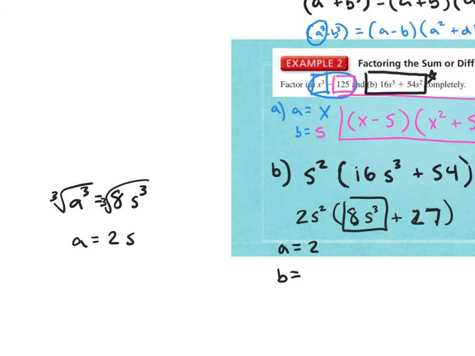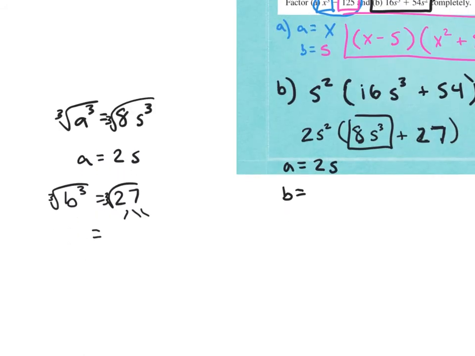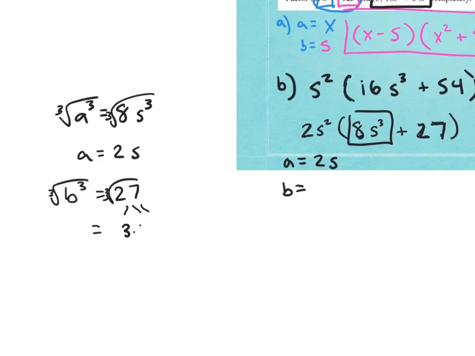So a is 2s. And then what would our b be? If we have b cubed is equal to 27, and we're taking the cubed root of both sides, what number cubed gives us 27? Let's go back to finding all of our factors of 27. This would be 3 times 3 times 3. We take out the group of 3's because it's the cubed root. So that would be 3. So b is equal to 3.